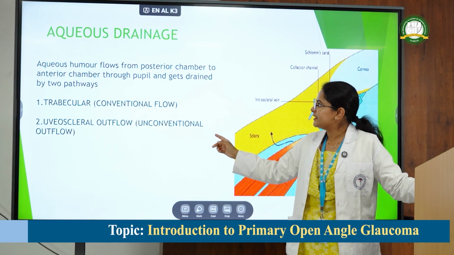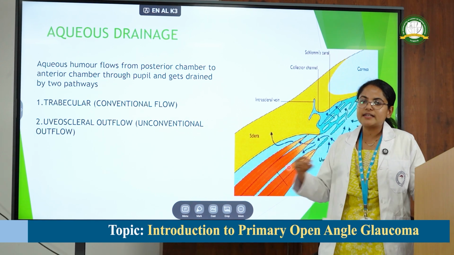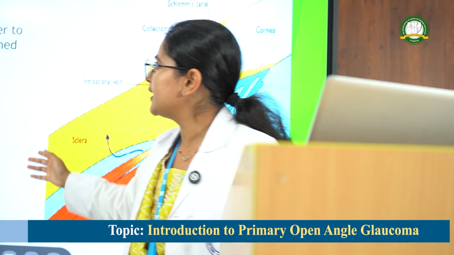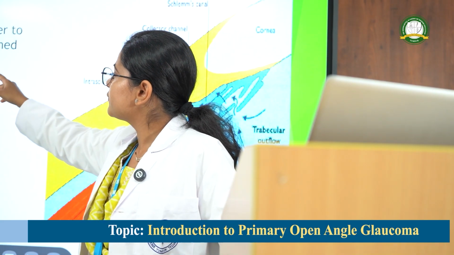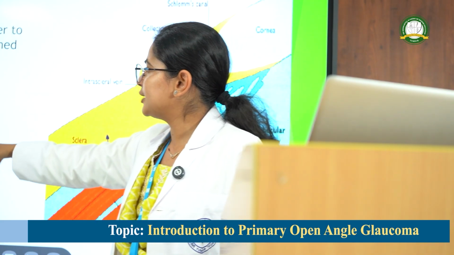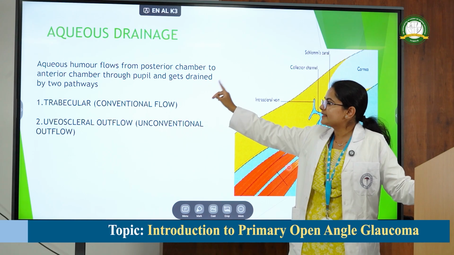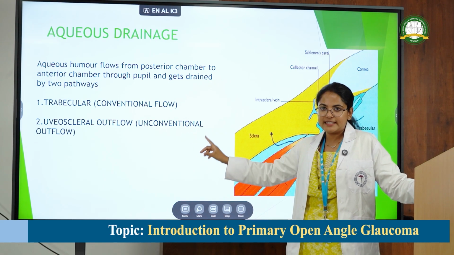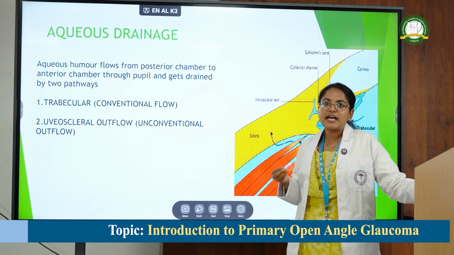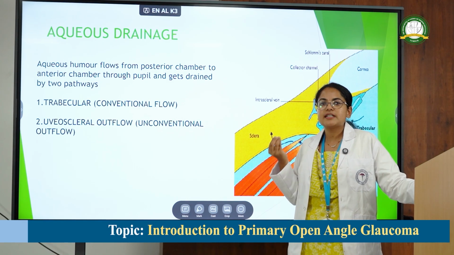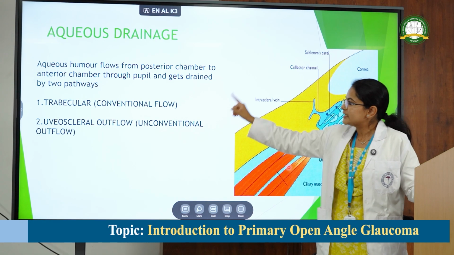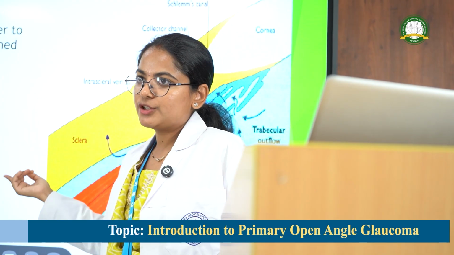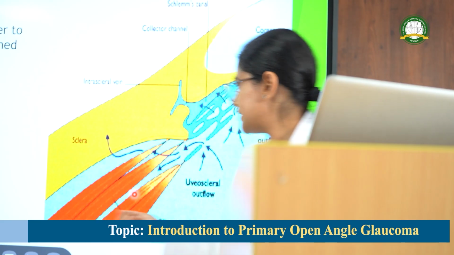Now, aqueous drainage. How the fluid that is produced in the ciliary body travels and drains. Aqueous humor flows from the posterior chamber to the anterior chamber through the pupil and gets drained by two pathways. Trabecular pathway and uveoscleral pathway. Trabecular pathway is the conventional pathway. 90% of the aqueous is drained through the trabecular meshwork. And uveoscleral pathway, the unconventional pathway, drains 10% of aqueous.